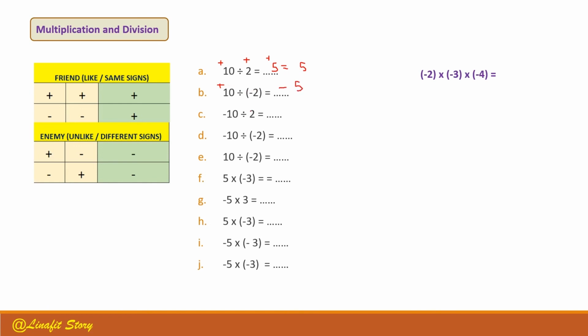Negative 10 divided by 2. This is negative divided by the positive number. You meet your enemy. So the result is negative 5. Negative 10 divided by negative 2. You meet your friend. Why? Because the same sign. So the result is positive 5. Or you just write it as 5.